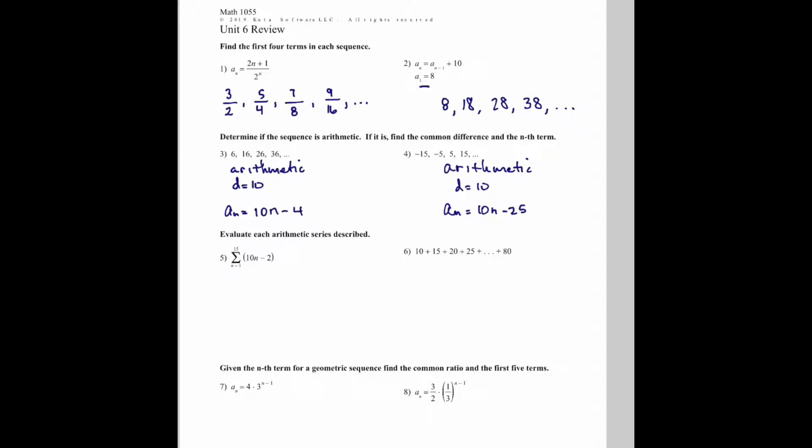You could also use the same formula as the last question. A sub n equals first term plus n minus 1 times d.